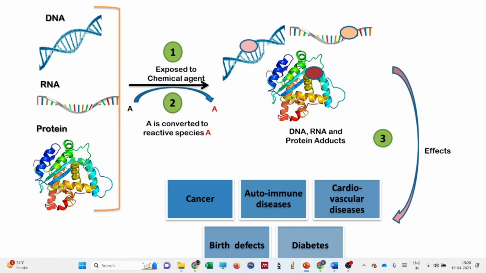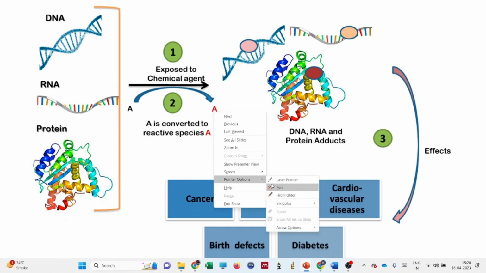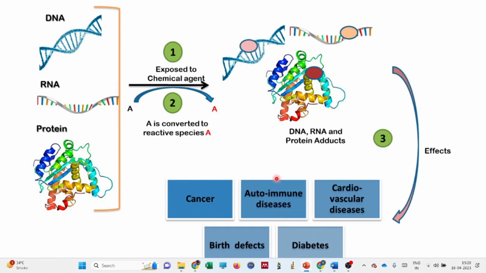Adductomics, on the other hand, is a subfield of metabolomics, not exactly the same. It's a subfield of metabolomics that focuses specifically on the identification and quantification of adducts, which are covalently bound molecules formed by the reaction of a reactive chemical species with biomolecules such as DNA, RNA, or proteins. And it's particularly useful for studying the effects of exposure to environmental toxins, dietary factors, etc. Basically, anything which can form adducts that may have adverse effects on cellular function and can lead to cancer in the future.